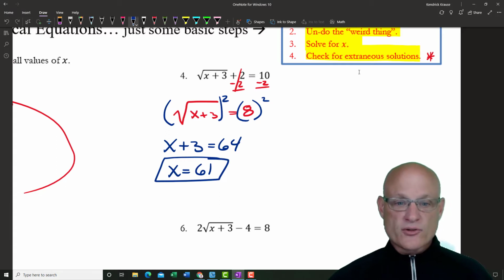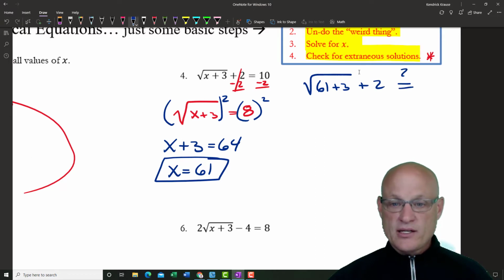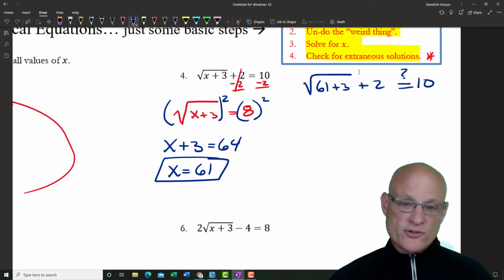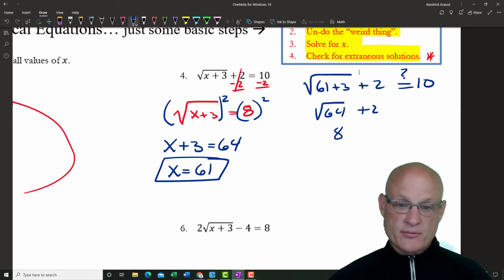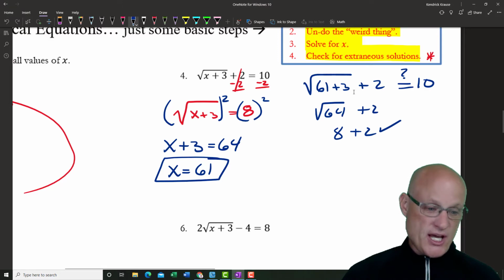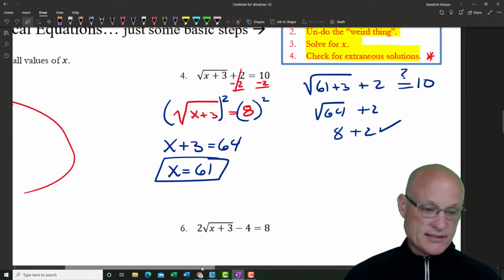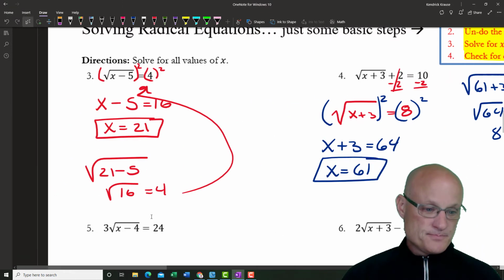So let's see if it works. The square root of 61 plus 3, plus 2. Does that equal 10? So this is the square root of 64 plus 2. 8 plus 2 is 10. Check-a-minsky. We got it. All right, let's go.